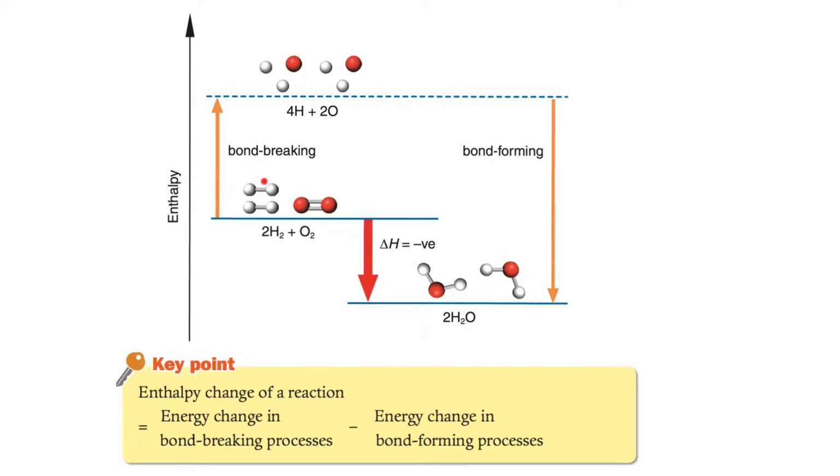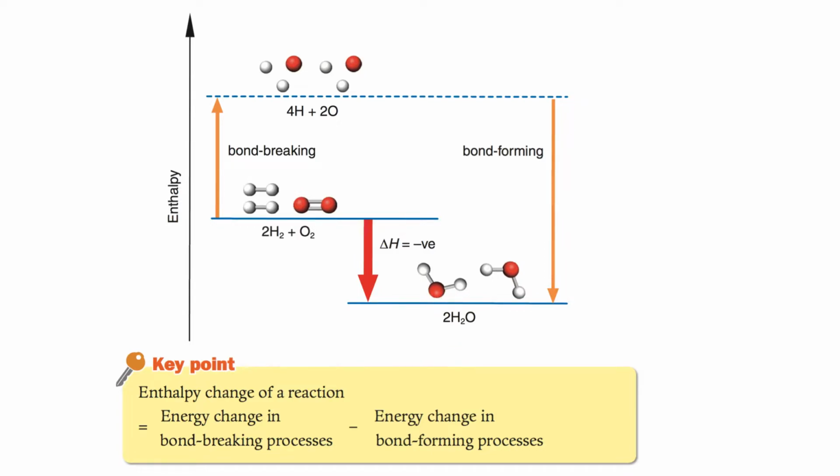Because we are breaking bonds, we will draw it going up. So we absorb energy and then break them into atoms. In total, there will be 4 hydrogen atoms, so we put 4H, and then we have 2 oxygen atoms, so we put 2O. Then in the process, they will form bonds to make 2 H2O.